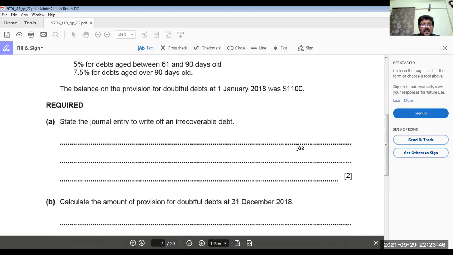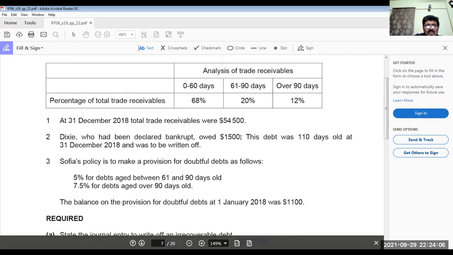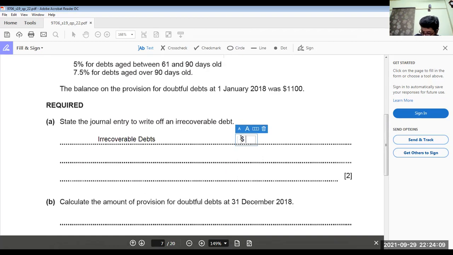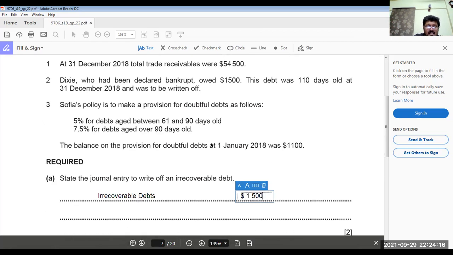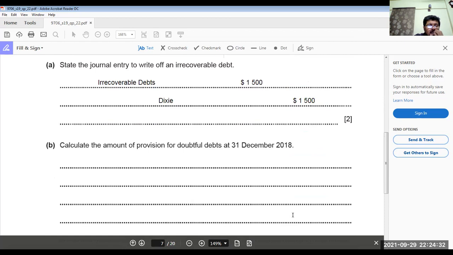State the journal entry to write off an irrecoverable debt. How to make an irrecoverable debt entry? When you are making a journal entry, what do we have to do? Irrecoverable debt is debited, $1,500, and Dixie is credited $1,500. Done? Okay.